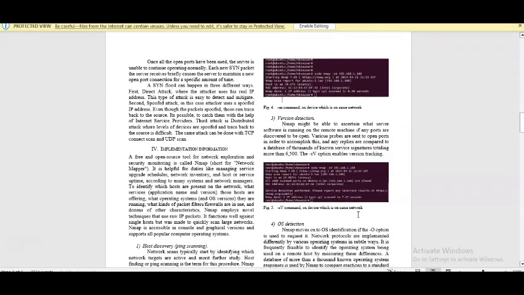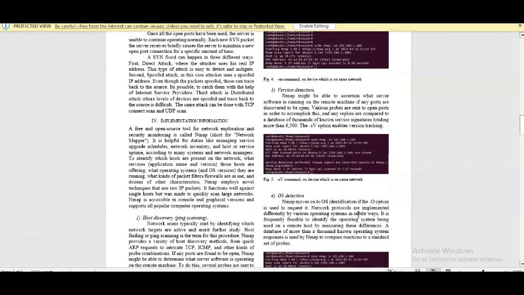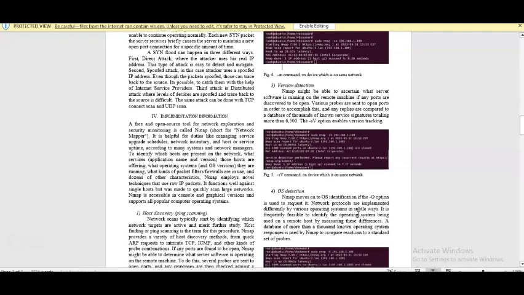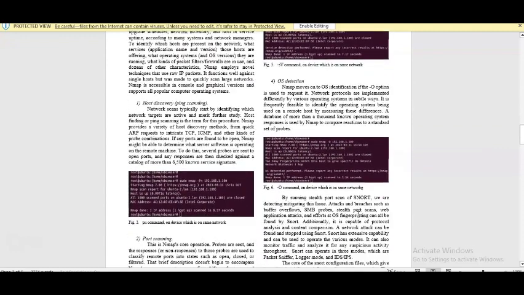Nmap is a free and open source tool for network exploration and security monitoring. With this Nmap tool, we can discover the systems that are on the same network, and we can detect the versions that they are using, the OS that they are running, and whether the ports are closed or open. These are the things we can detect on the other system in the same network.